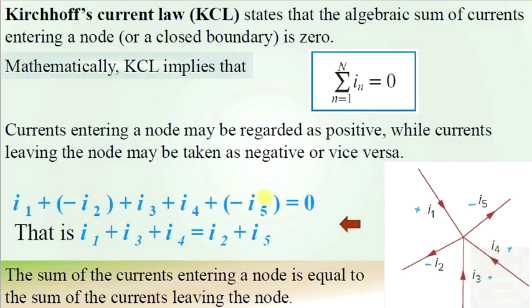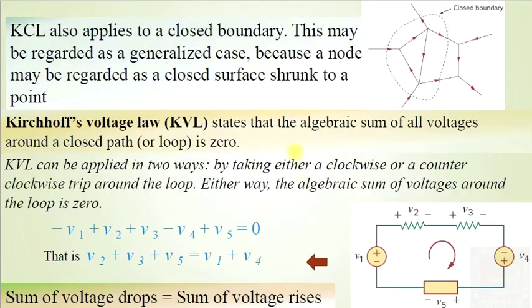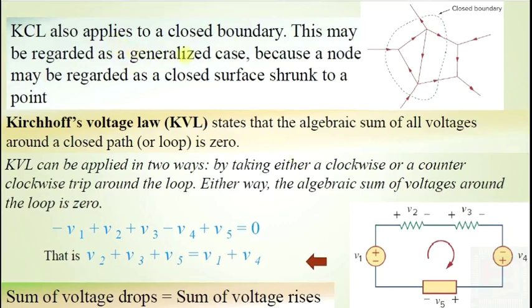So you can get a set of equations if you apply Kirchhoff's current law at a particular node, and depending upon the circuit configuration, you can formulate enough equations and try to solve the circuit. Kirchhoff's current law can also be applied to a closed boundary. In that case, you have to consider the currents entering the boundary as positive and the currents leaving the boundary as negative, or vice versa. After assigning proper signs to the currents entering or leaving, if you algebraically sum up the currents, you will get 0.